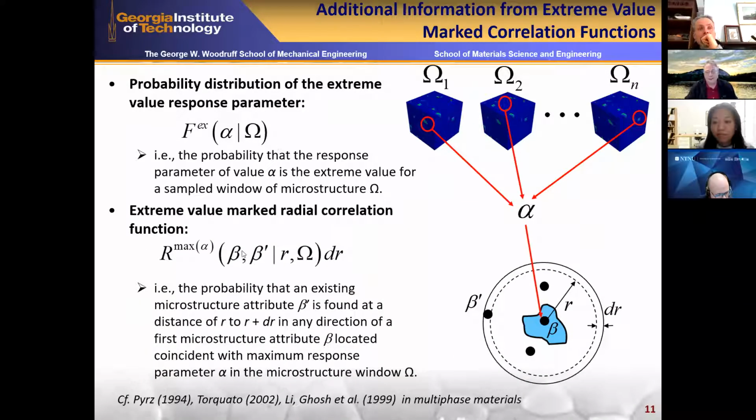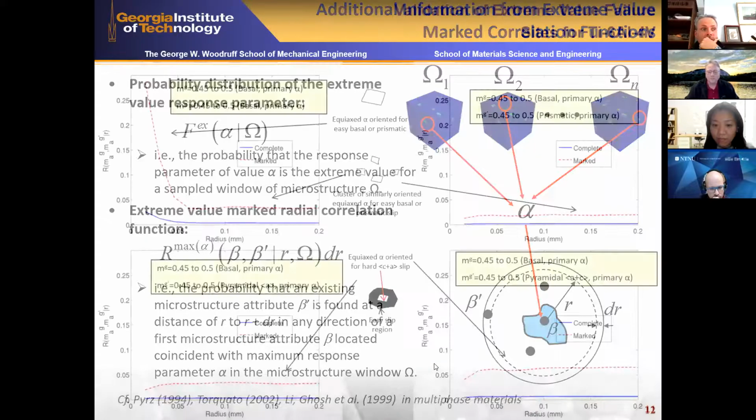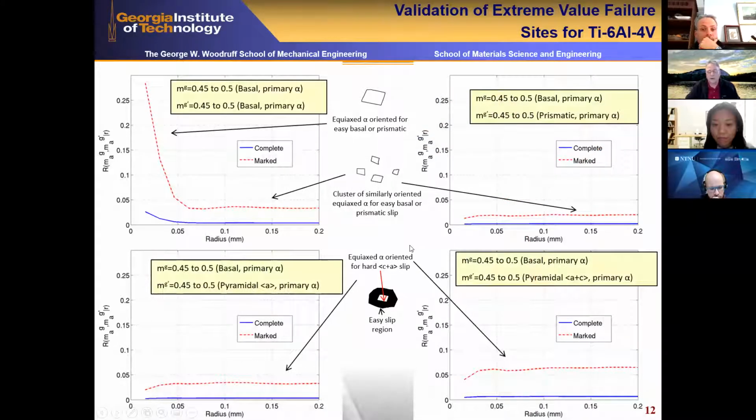So this two-point or marked radial correlation function shown here expands from the hotspot site out a radius r and looks at the joint probability of having conspiring microstructure effects in the neighborhood of these hotspot regions. It's been done before in composite materials shown at the bottom. So this was very interesting.